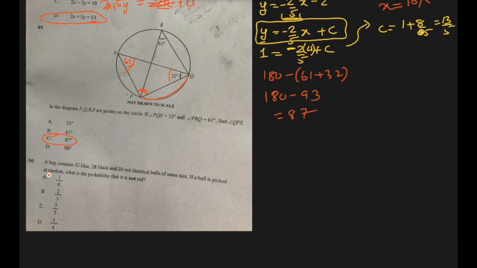Okay. Finally, the final question. A bag contains 32 blue, 28 black and 20 red identical balls, same size. If a ball is picked, one ball, what is the probability that it is not red? That means it is blue or black. So blue and black together, they are 60. 32 plus 28 is 60, and total 80. So 60 out of 80, which is 3/4.